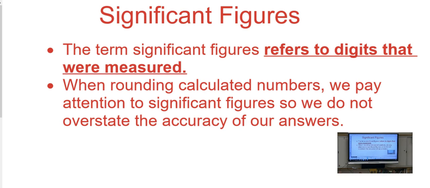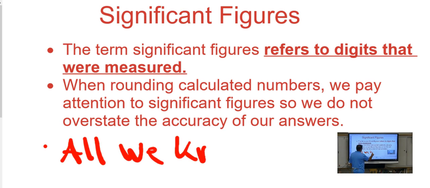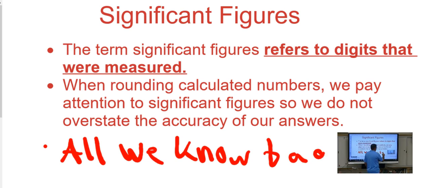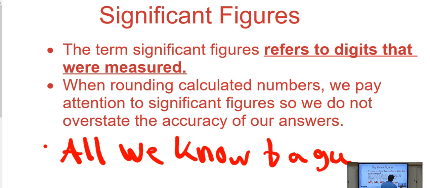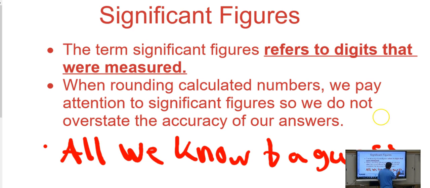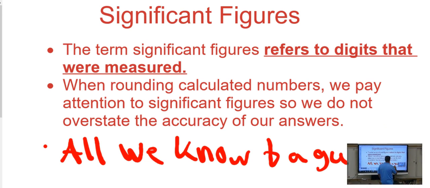All right. So, when rounding calculated numbers, we pay attention to sig figs so we do not overstate the accuracy of our answers. In significant figure rules, it's all we know and a guess. I'll talk about what that means. Yeah, the last figure is always an estimated guess.